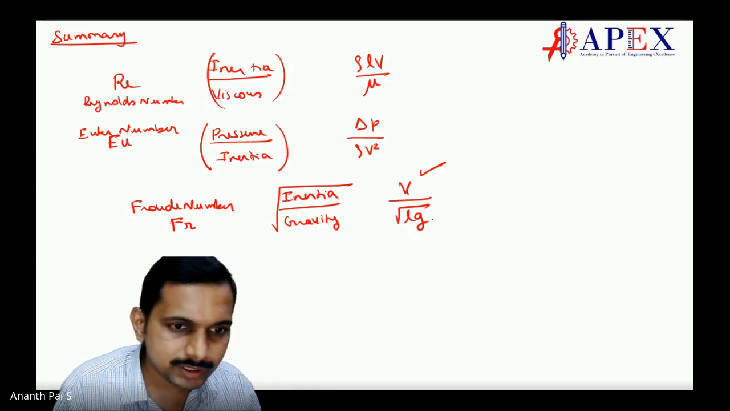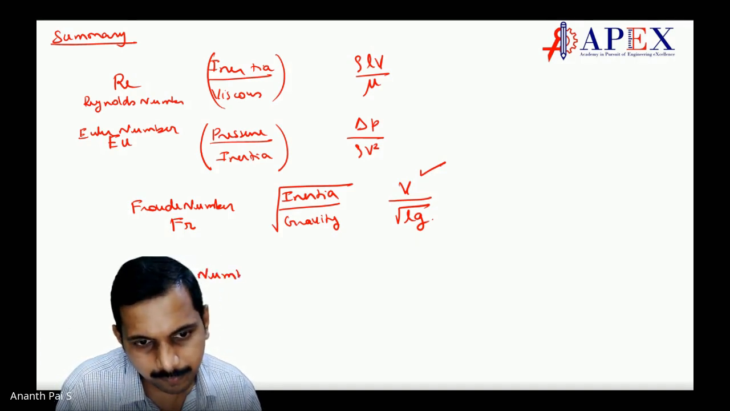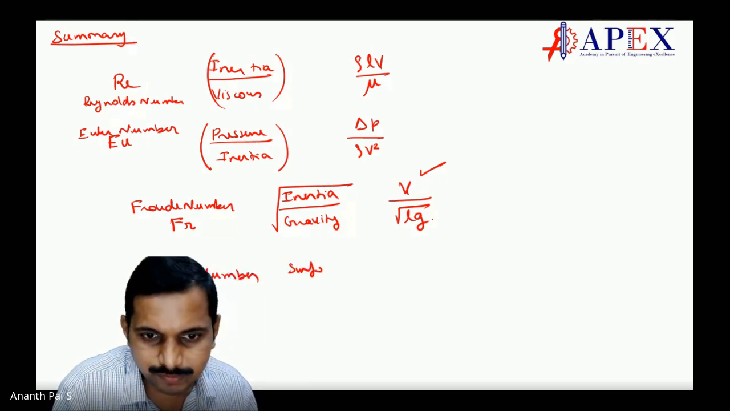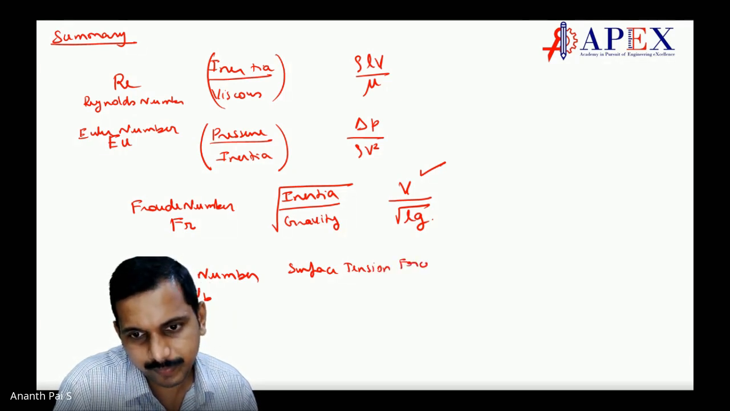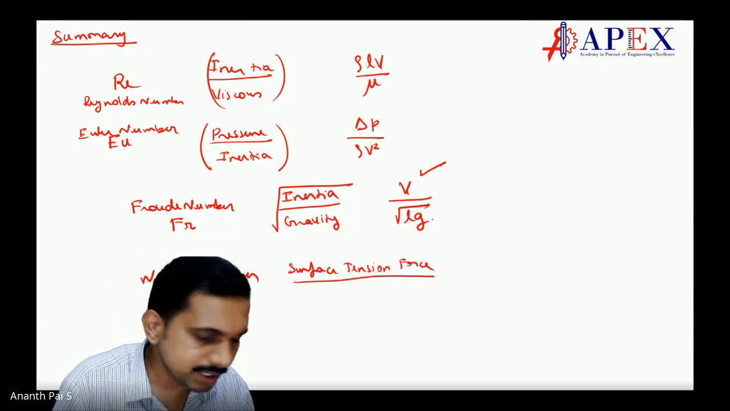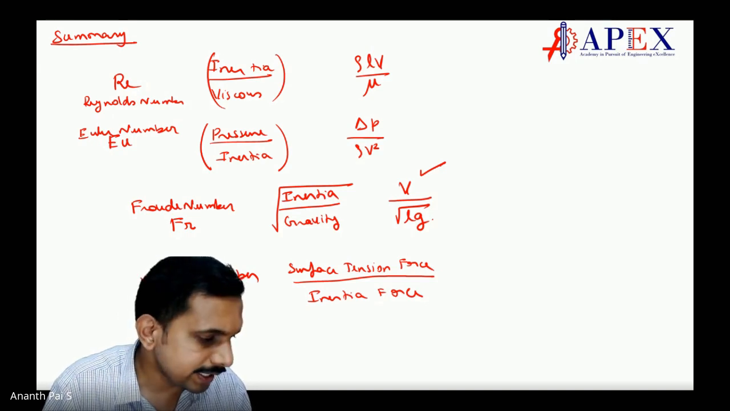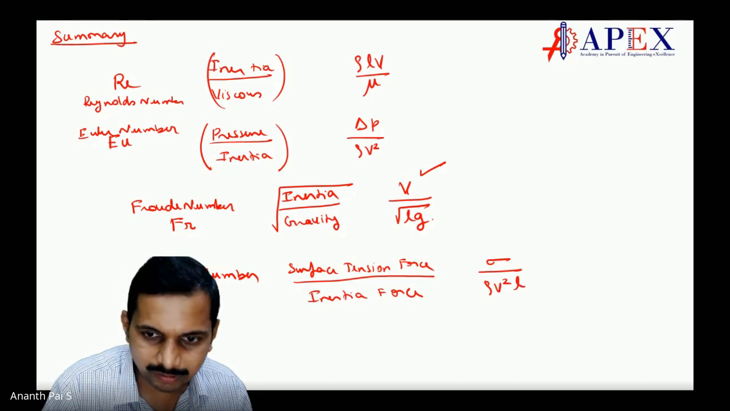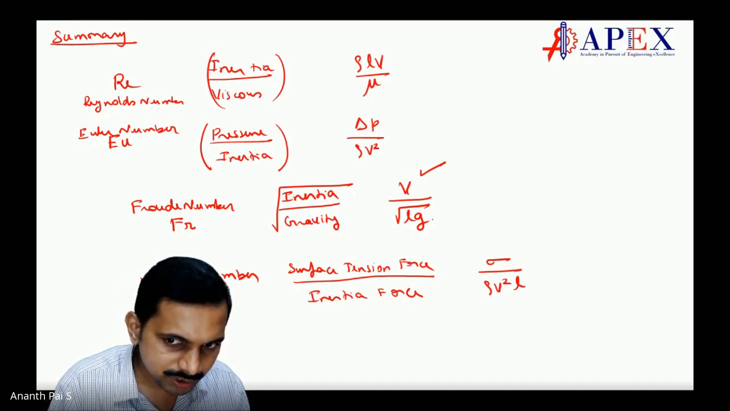Then you have the Weber number, We, which is equal to surface tension force divided by inertia force, and it is given by sigma by rho V square L. Very important. This is surface tension by inertia.